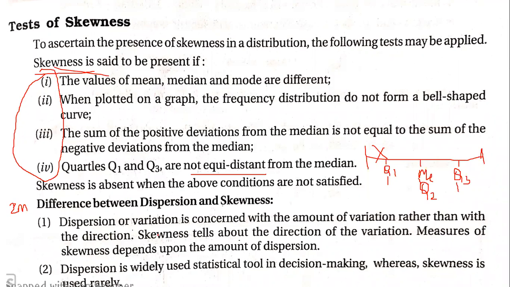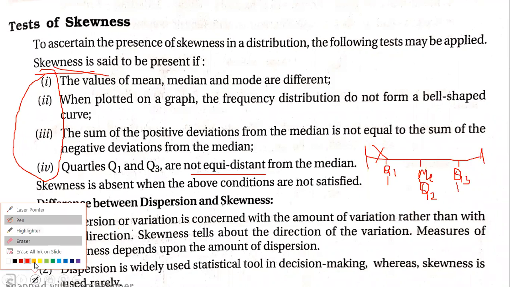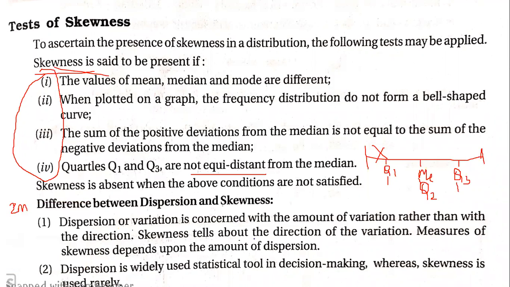Dispersion or variation is concerned with the amount of variation rather than with the direction. We had already solved enough dispersion problems in the previous chapter. So here in dispersion, we are only concerned with the amount of variation. How much does it vary in percentages? We will only check the amount of variation rather than which direction.